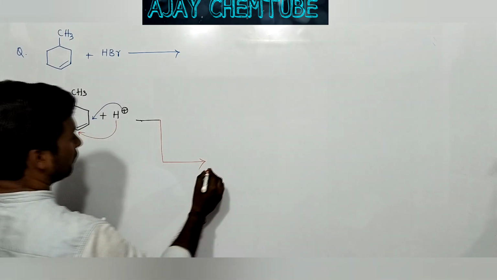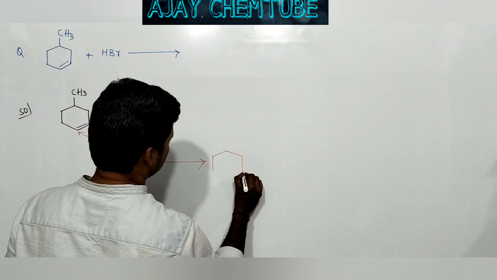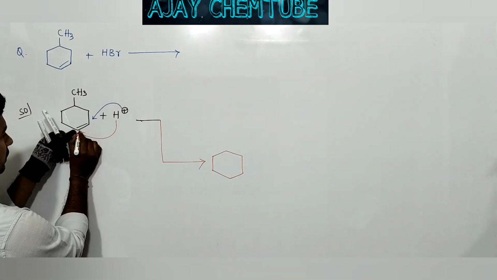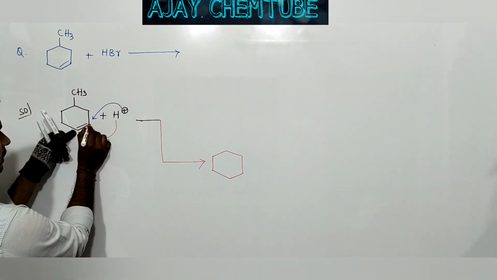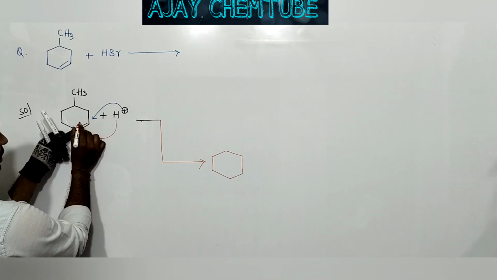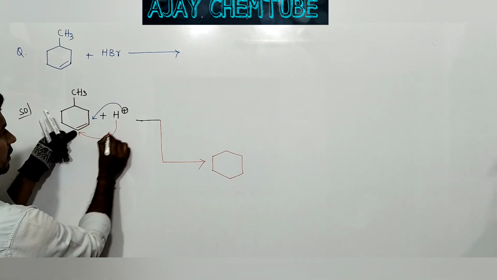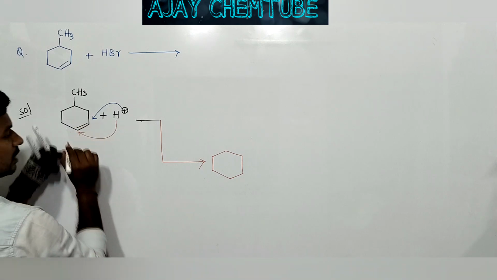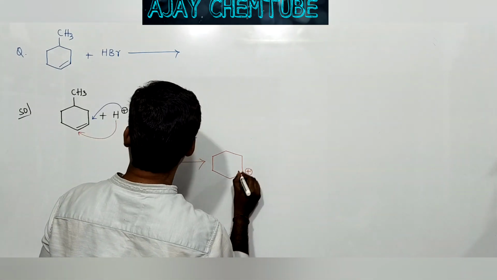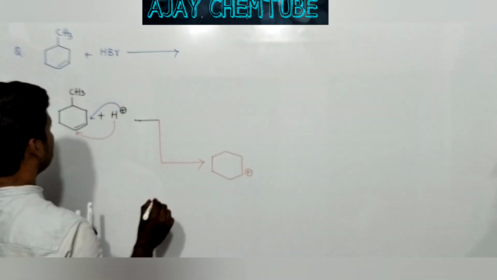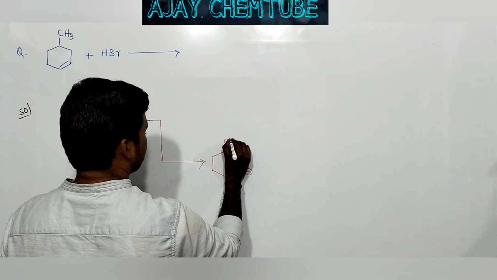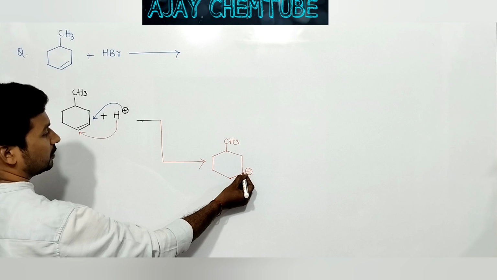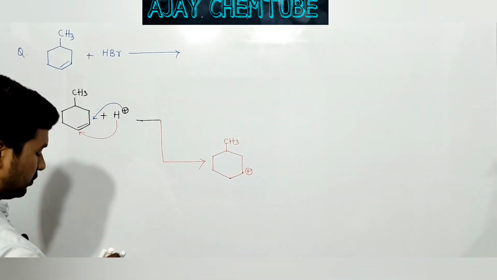So if H plus addition takes place here, then what will be the intermediate? H plus addition here means this carbon takes the bond pair and gives it to this H plus. This carbon takes the pi electrons, which means this carbon becomes positive. This is positive and here hydrogen is added. Next here, CH3. Hydrogen is added here and this carbon becomes positive.